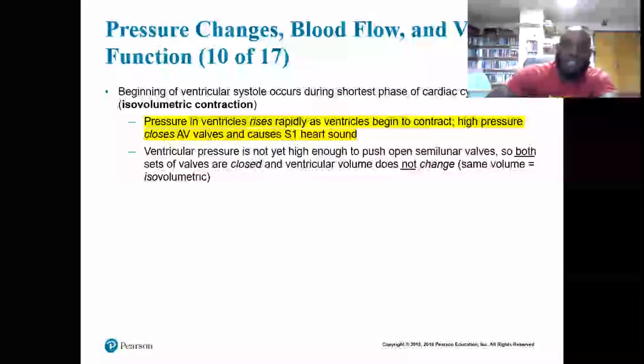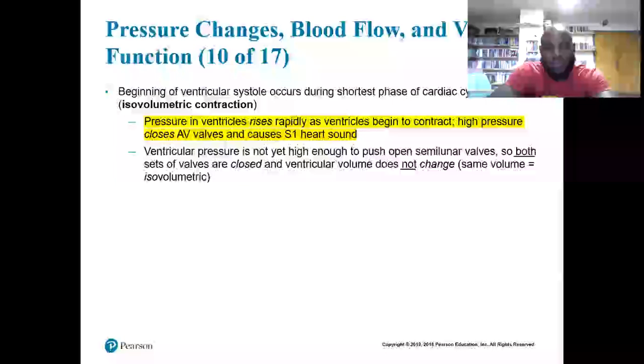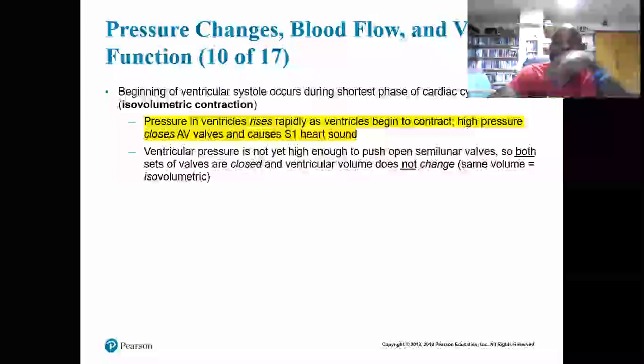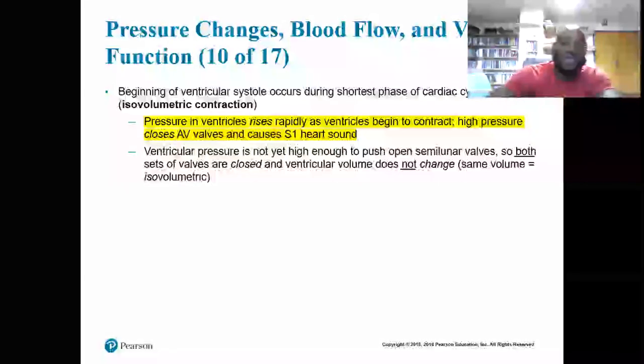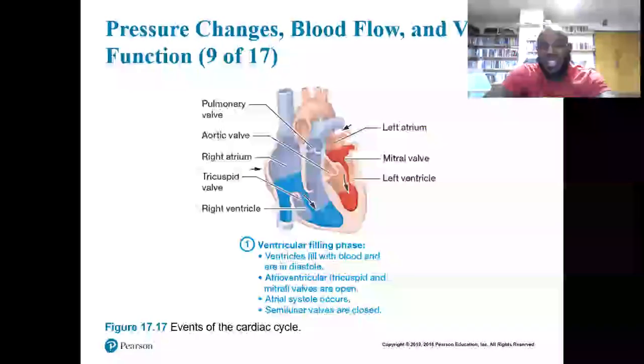Yeah, I think that explains pretty much everything on that slide. Now we have the beginning of ventricular systole. Occurs during the shortest phase of the cardiac cycle. You have this isovolumetric contraction. So pressure in the ventricles rises rapidly as the ventricles begin to contract. High pressure closes the AV valve and causes the S1 heart sound.